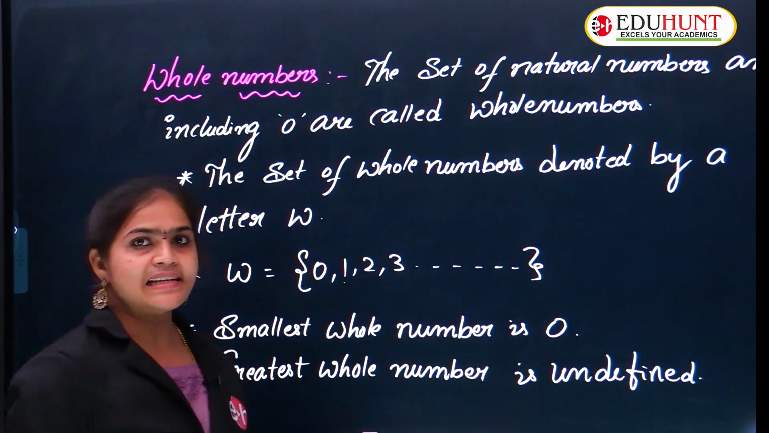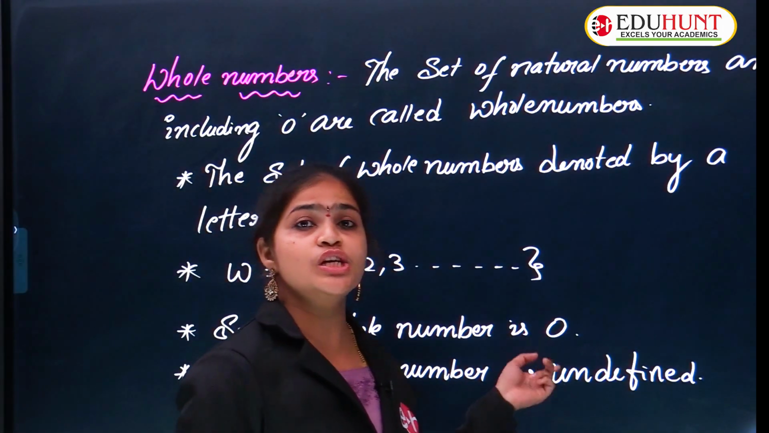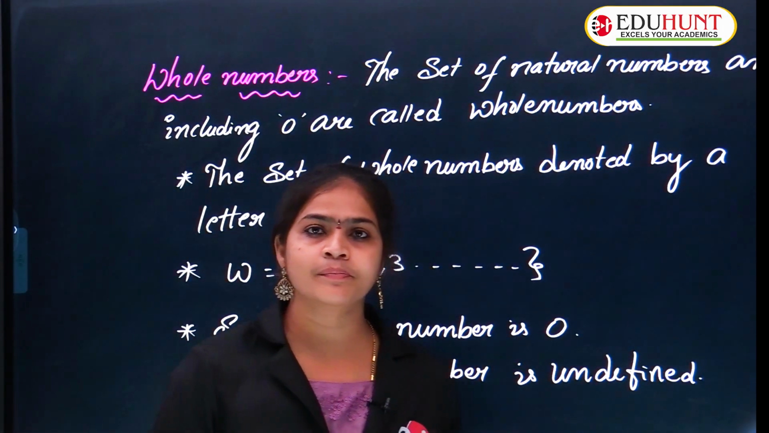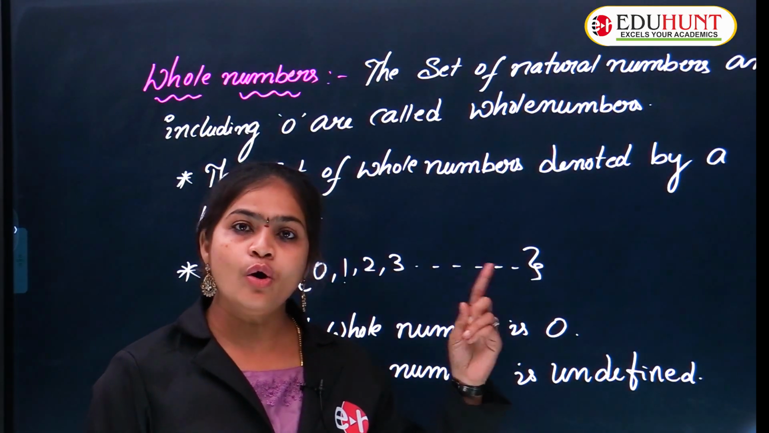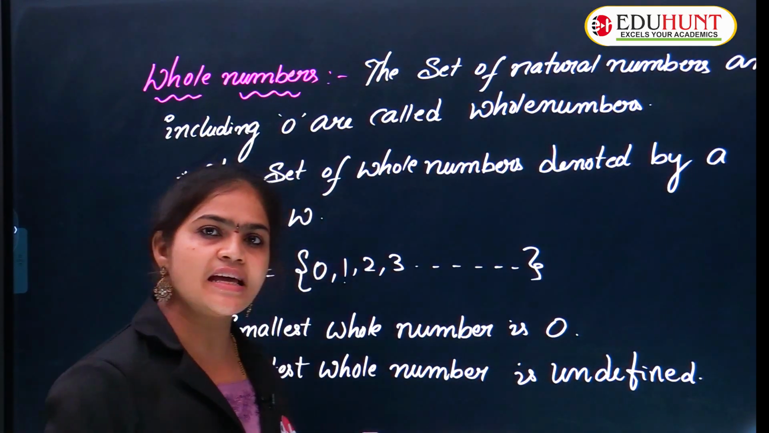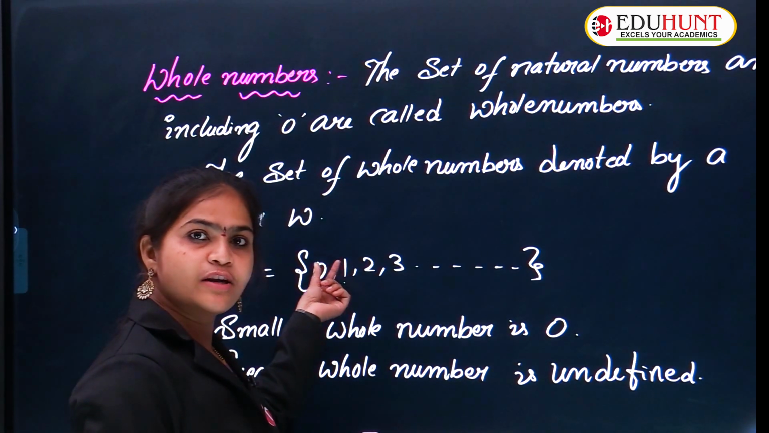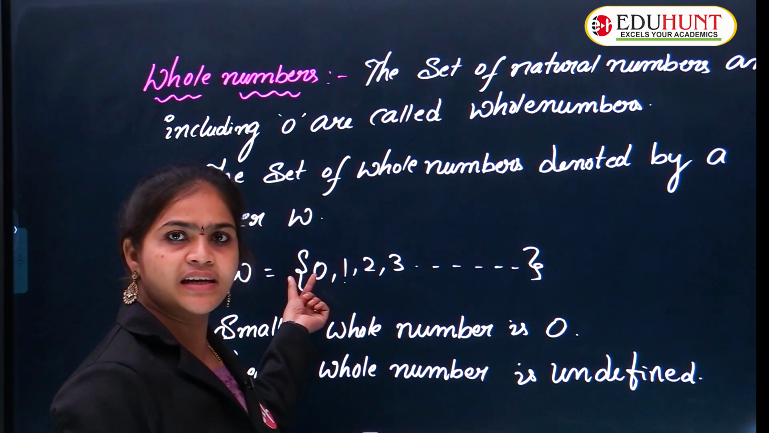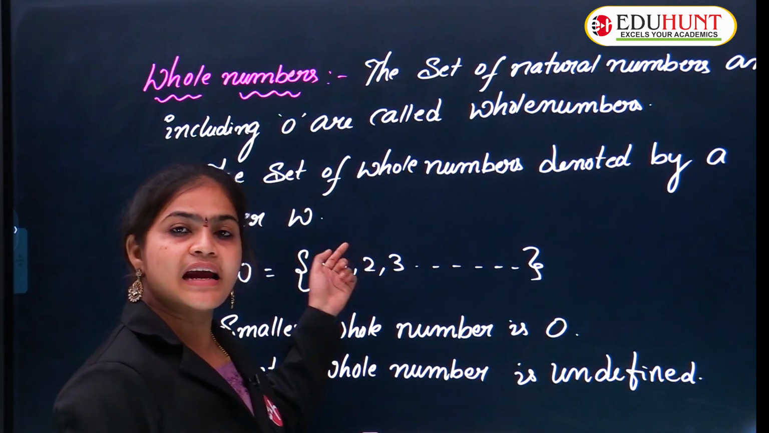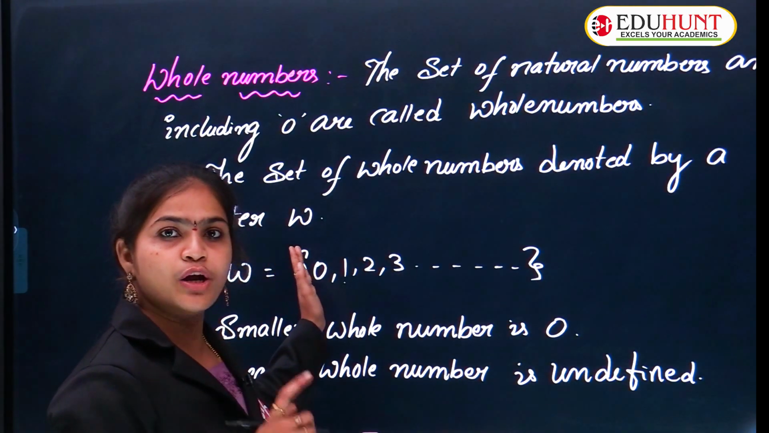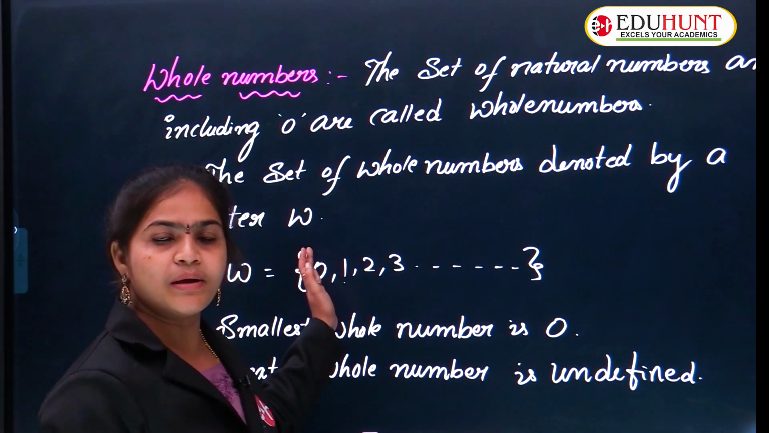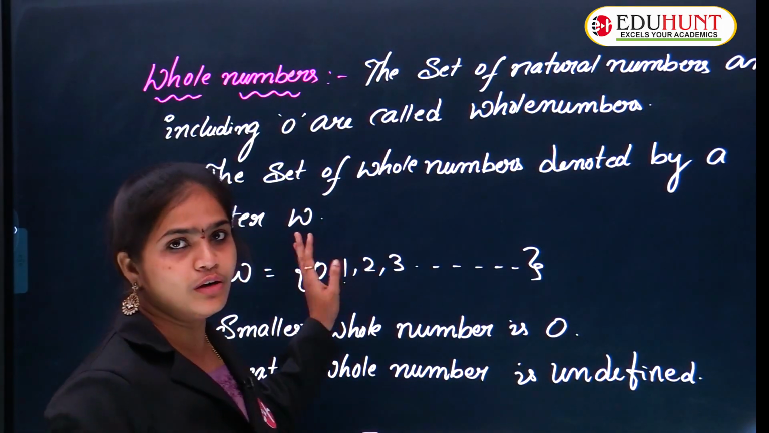And in the same way, in natural numbers, which number does not have a predecessor? 1. In whole numbers, which number does not have a predecessor? 0. Why? Because before 0 there is no other number in whole numbers. If we have any other number before 0, then that belongs to integers. Then that does not belong to whole numbers.